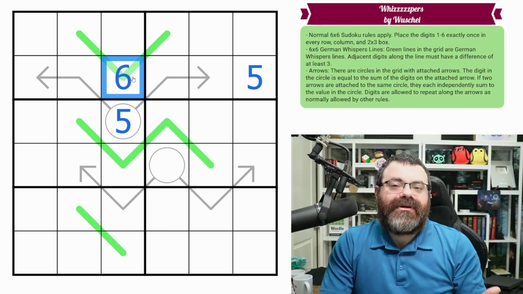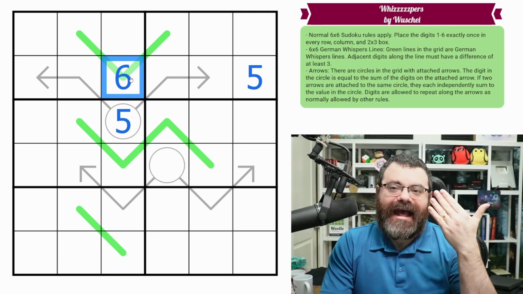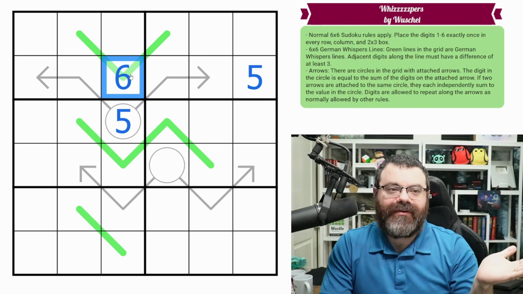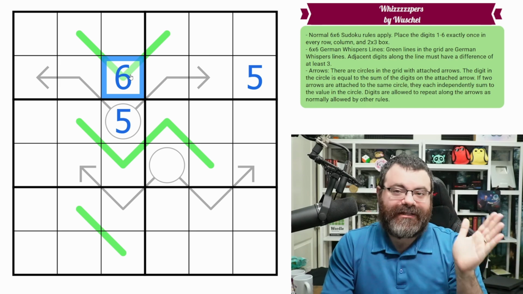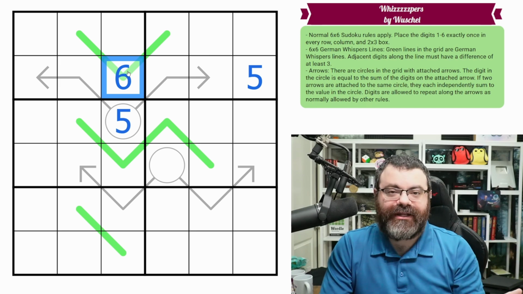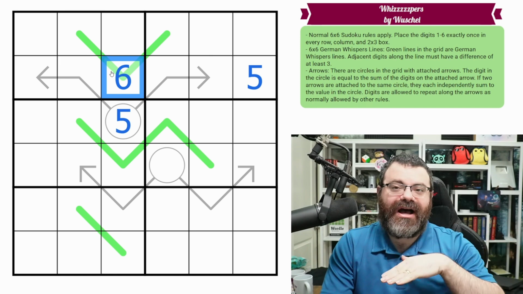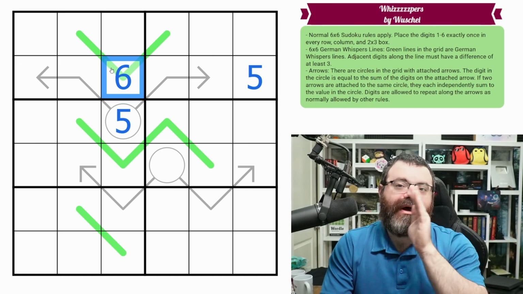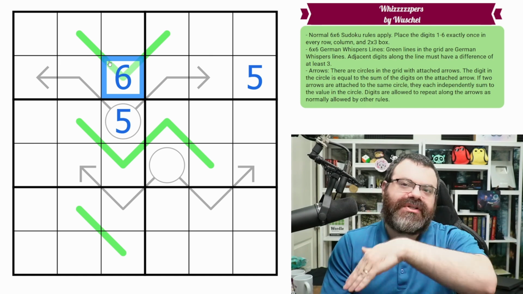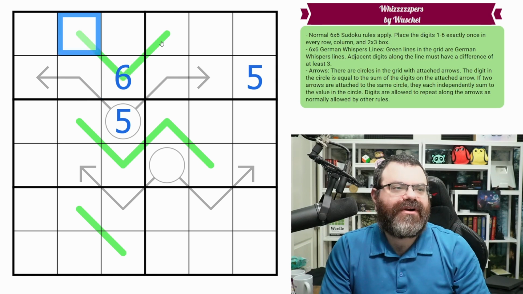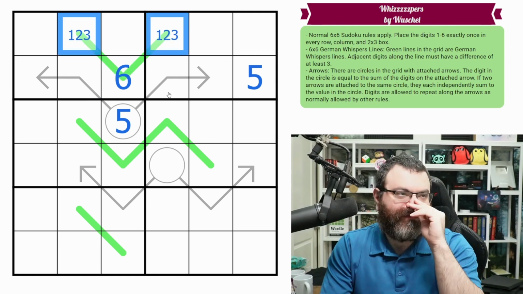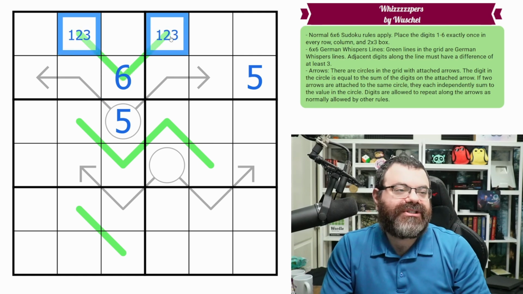Well, from the 6, from 4, 5, or 6, we're not going to be able to add 3, so we're going to have to subtract 3 or more. And even from the highest digit 6, subtracting 3 or more brings you down to the 1, 2, 3 range. And then from the 1, 2, 3 range, you have the opposite. You can't go lower, so you have to go higher, and it pushes you into the 4, 5, 6 range. So from this 6, we know it's next to 1, 2, or 3.